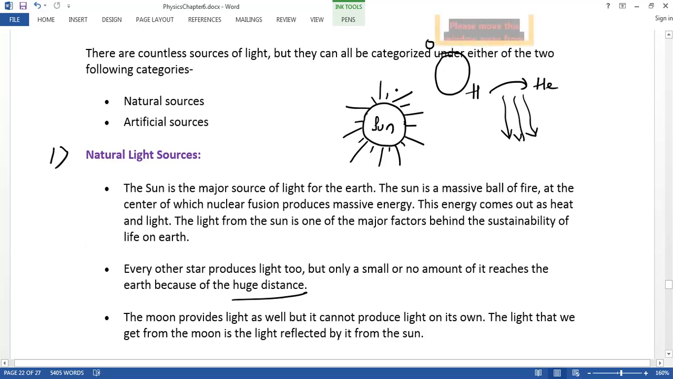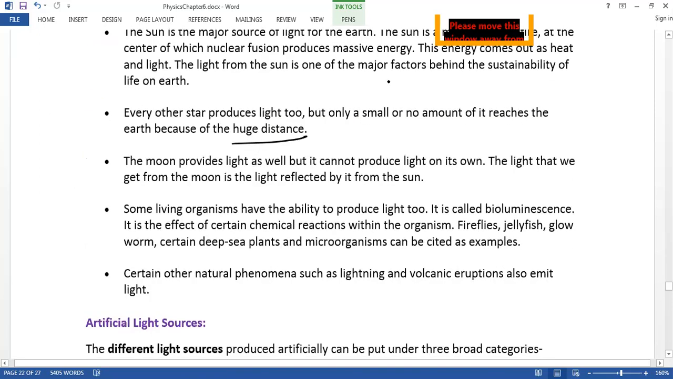Because it is not a source of light, it is a reflection. It simply reflects the light. So light falls on the moon, and the reflection of the moon can be seen on the earth. So the moon is basically not a source of light, as it cannot produce its own light. The light we get from the moon is a reflection from the sun.